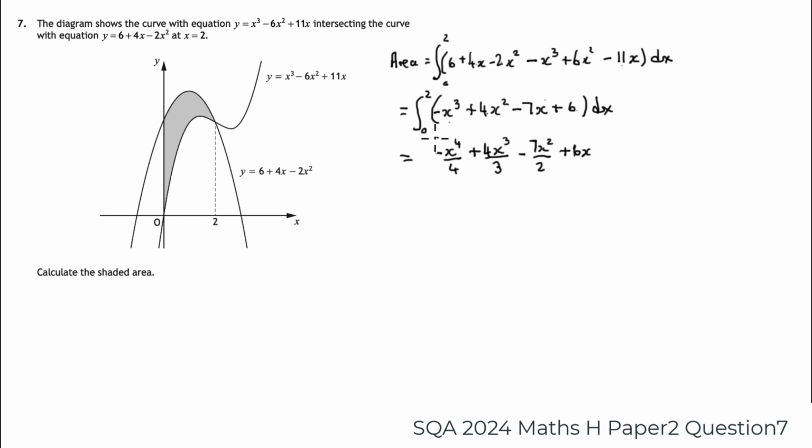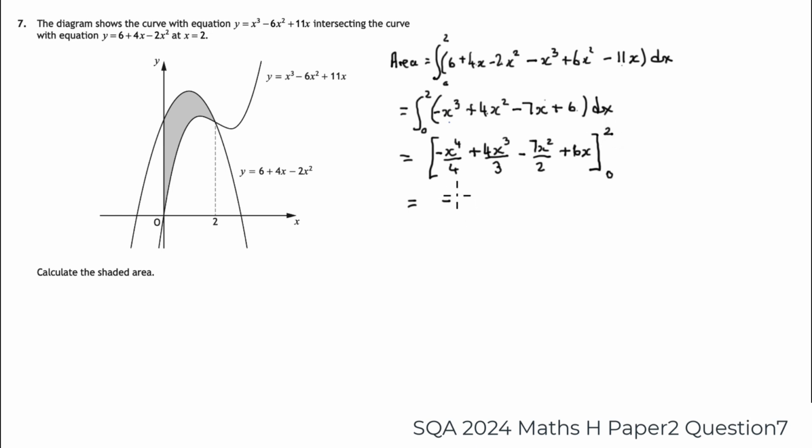And because we're evaluating this, we put square brackets, and the evaluation takes place between 0 and 2. What that means is we plug in 2 into this expression, and then subtract what we get when we plug 0 into this expression. Well, when we plug 0 into all of this, it becomes 0. So in essence, we can ignore that 0, and we just plug in 2.